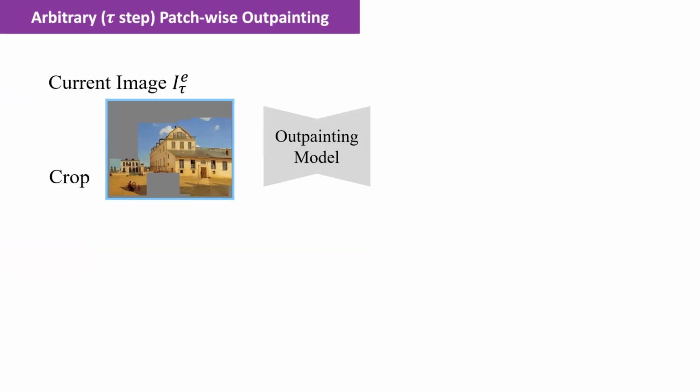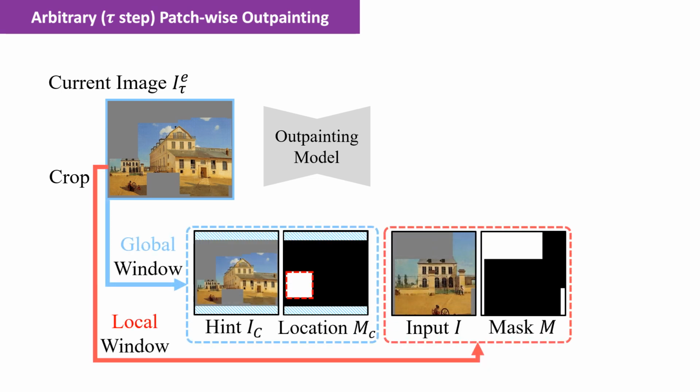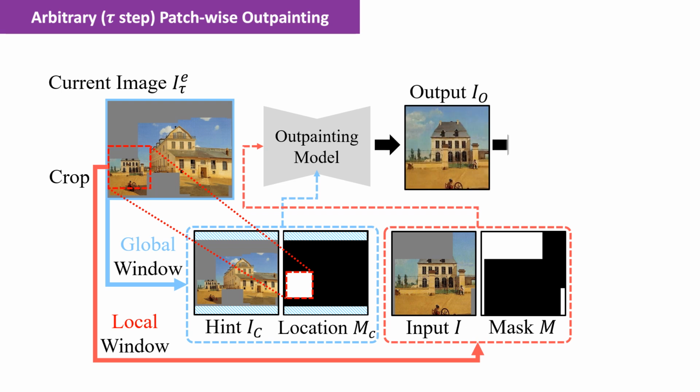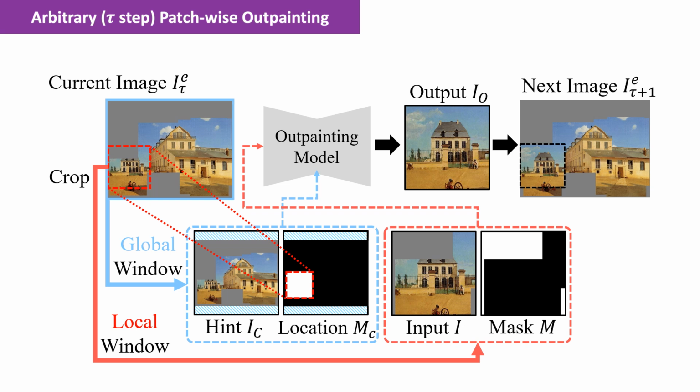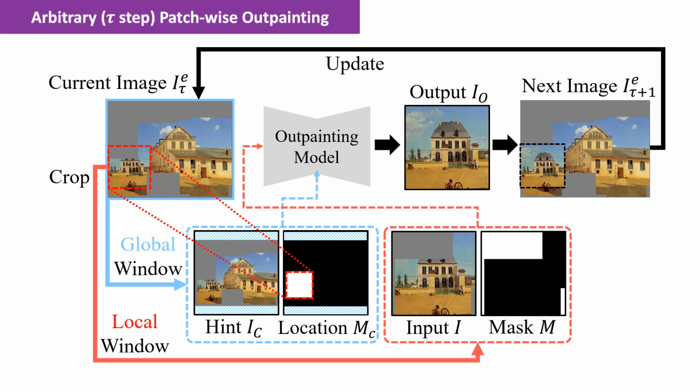Our patchwise outpainting proceeds as follows. First, we choose a local window to be directly expanded and a global window to supply context. From these, we can obtain a painting mask and a location mask. Second, we feed all of these jointly into the model to produce the expanded local window and paste it back into the entire image. By repeating the generation multiple times, we obtain the final result. Here, tau denotes the number of expansion attempts.